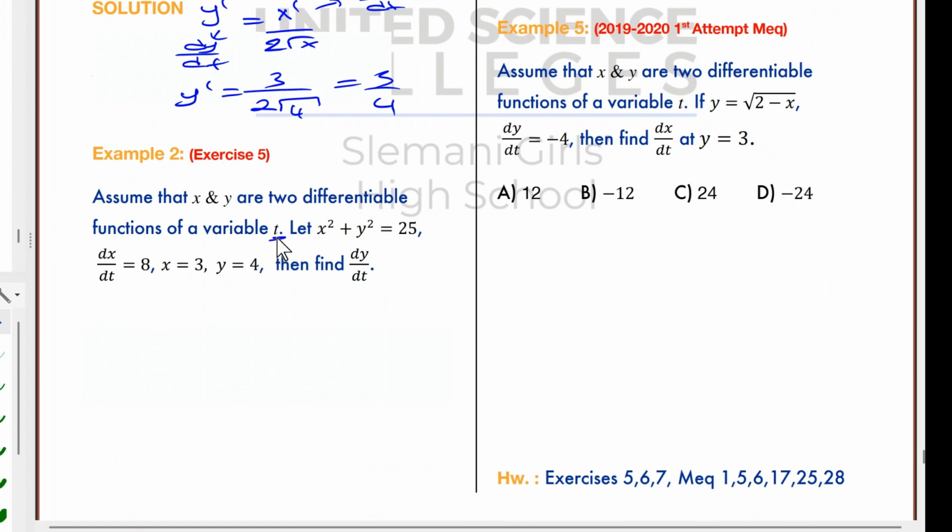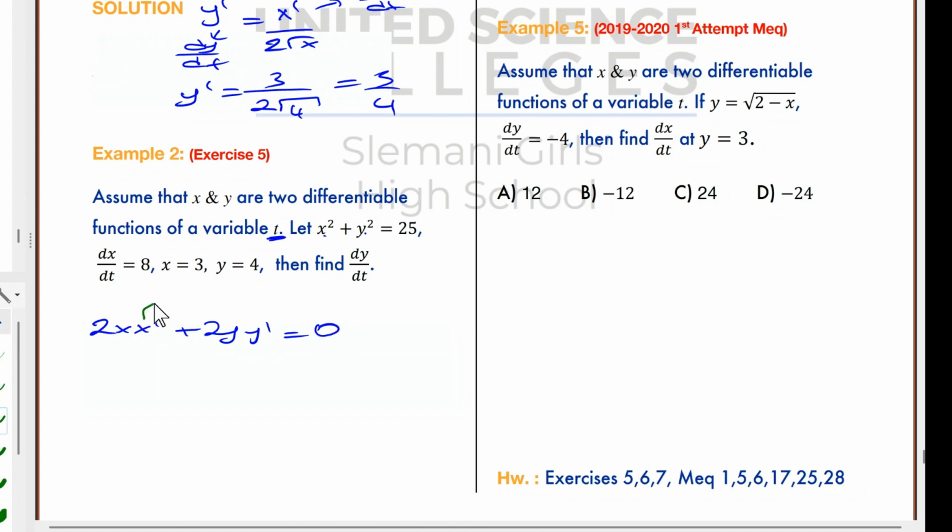We are going to differentiate it with respect to t. We have x and y. The variables are different, so we will have x prime and y prime, right? The derivative of x squared is 2x, x prime. The derivative of y squared is 2y, y prime. The derivative of 25 is 0.